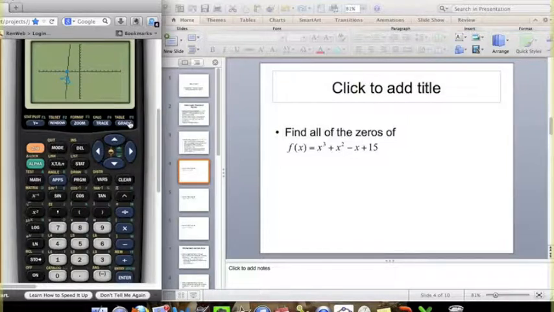Our equation has what degree or highest power? 3. That means I should have 3 solutions to my equation. We only see one. That means the other 2 must be imaginary. So we're going to do synthetic division to find them. X to the 3rd, x squared, x and constant. Coefficients, 1, 1, -1, and 15. And we plug in the solution that we found on the calculator, which was -3.